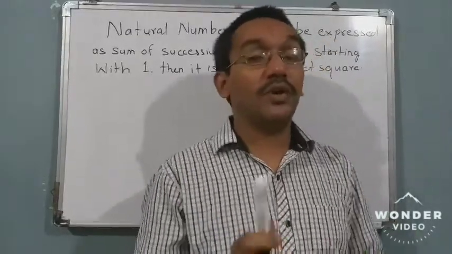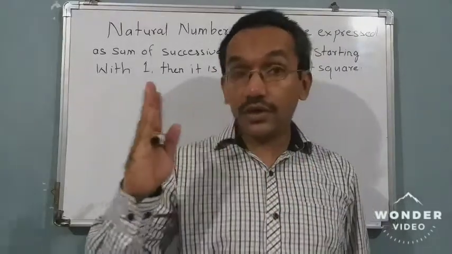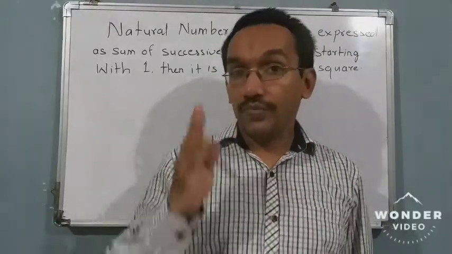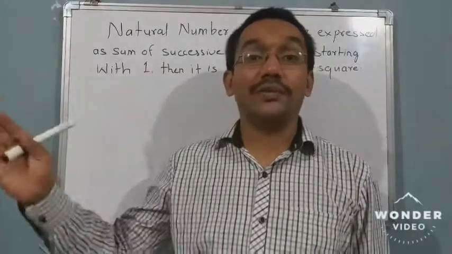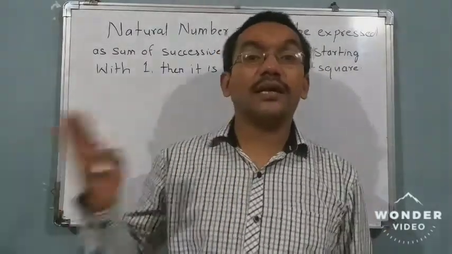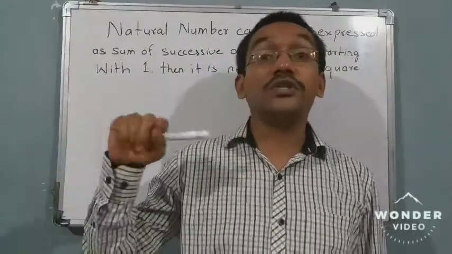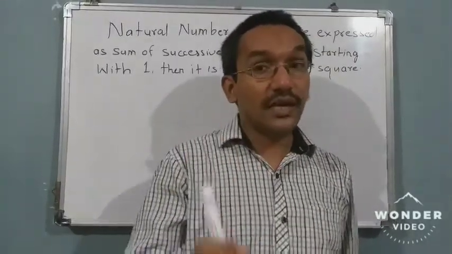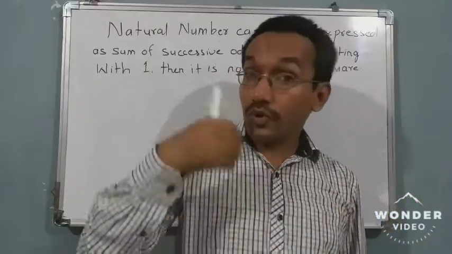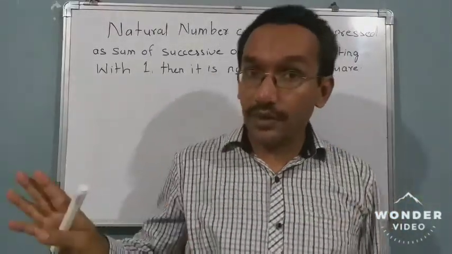In this property, what we are going to do? We are going to subtract the odd numbers from it, starting from 1: 1, 3, 5, 7, 9. As usual, we subtract them consecutively, one by one, and finally you should reach 0. If you get 0, then we say it is a perfect square. But if you are not getting 0, then it is not a perfect square.